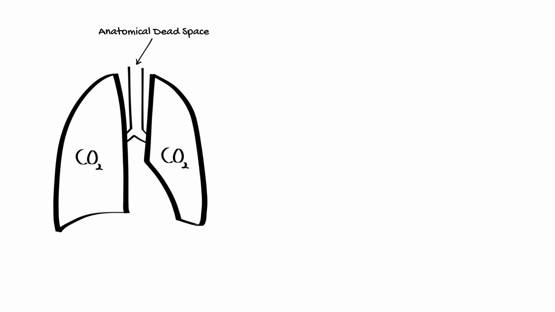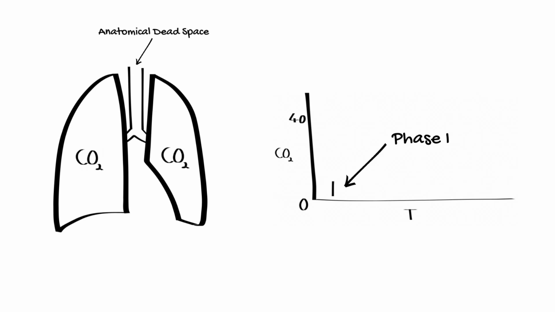To start with, we're going to quickly recap the phases of the normal capnography curve. At the start of expiration, the lungs are filled with carbon dioxide. However, the first expired gas comes from the airways. This is the anatomical dead space, which has not participated in gas exchange. So the CO2 concentration should be close to zero. This is phase 1. The upstroke of the curve is phase 2.